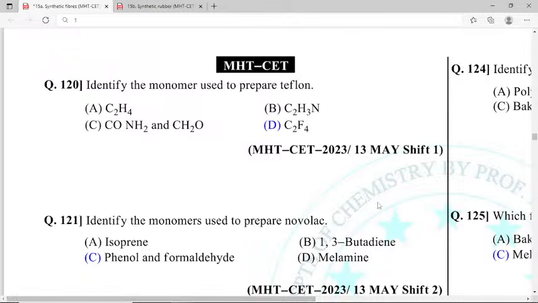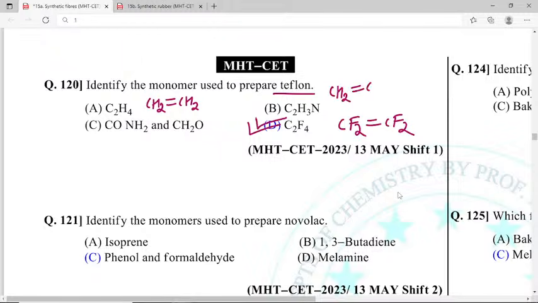Identify the monomer used to prepare Teflon. Teflon has the monomer CF2=CF2. It is called tetrafluoroethene. This is your answer, tetrafluoroethene. Next, C2H4, this is CH2=CH2, high density, low density polythene. Next, C2S3, no, I think this is CH2=CH, and no, I think there is no formula match. CH2=CH, no.